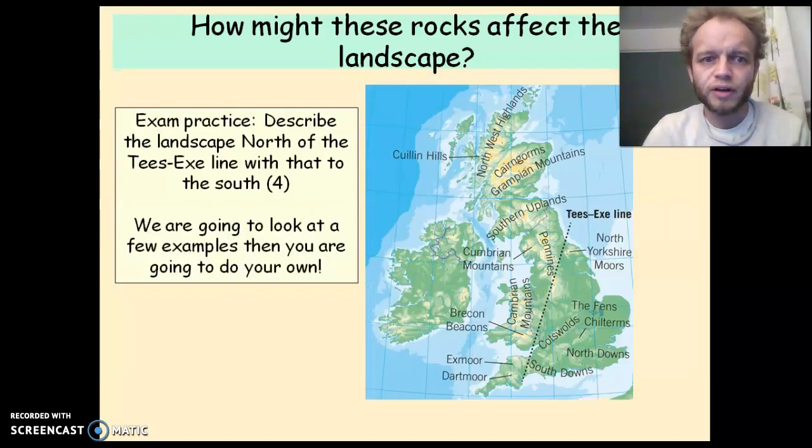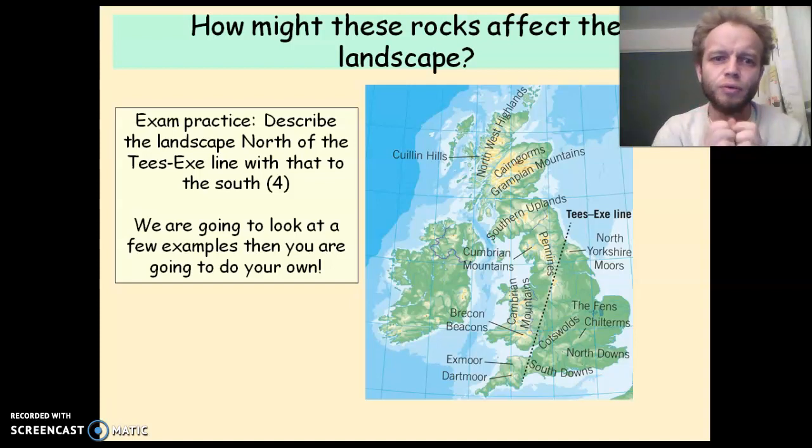Okay, so now we're going to look at an exam practice and really go through the detail of what we want to see from your answers. Think about some sample answers, some model answers, and then think about what kind of marks they get, and then you'll have your chance to do your own answer. So your question is, describe the landscape north of the Tees-Exe line with that to the south. So make your comparison.